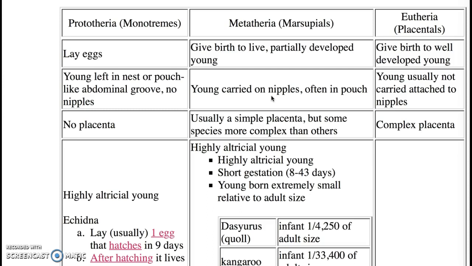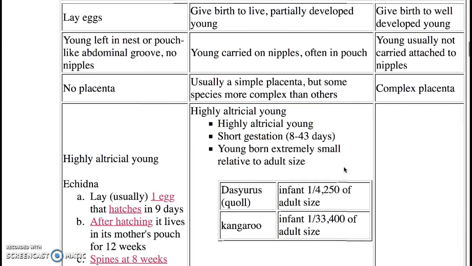The placenta is fairly simple, so it consists of a few layers of membranes, which we'll take a look at in a minute, but it's not as complex as what we see in eutherian mammals. That's why we call them placental mammals, because they have the highest form of development of the placenta. But there is variation in different species of marsupials, so some marsupials have a more complex placenta than others.